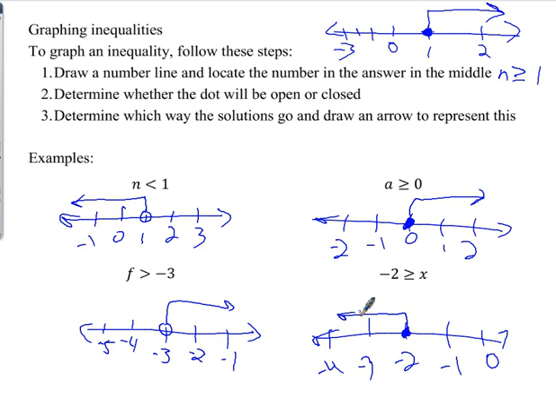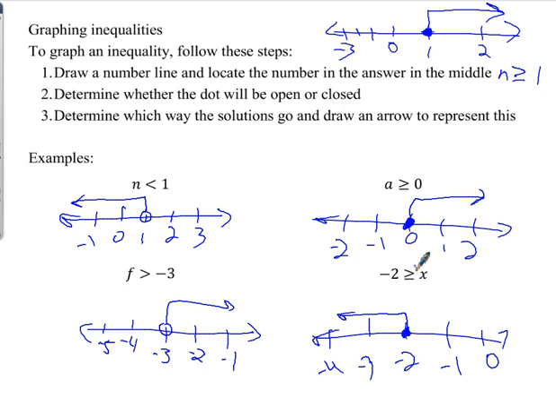Because this actually is telling me that -2 is the biggest number of all the numbers that I can have. The biggest number is going to be -2. So every other number, it would be this way. Or you can look at it like this. If I read this from left to right, it says -2 is greater than or equal to x. But if I read it from right to left, what does it say?